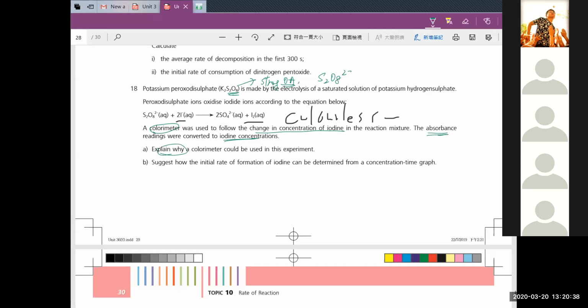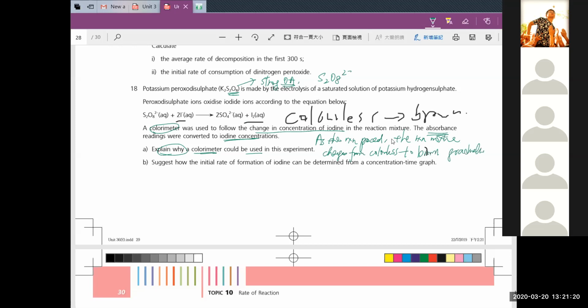So explain why a colorimeter could be used in this experiment. As the reaction proceeds, we have a color change. The color change is due to what? As the reaction proceeds, the reaction mixture changes from colorless to brown gradually.